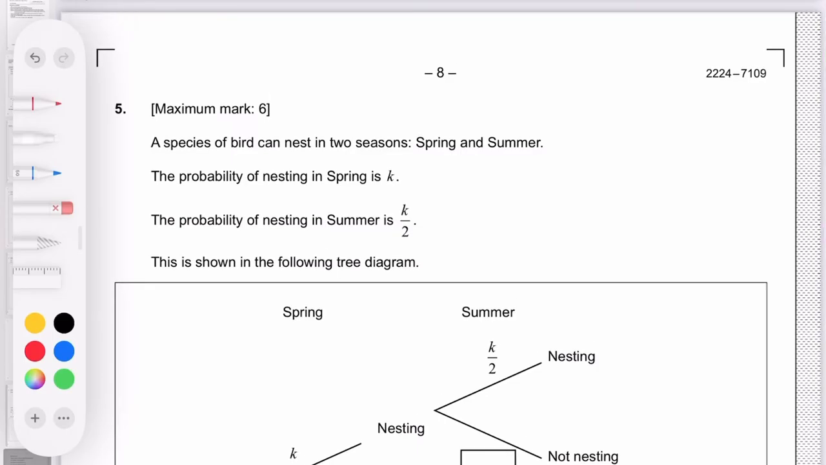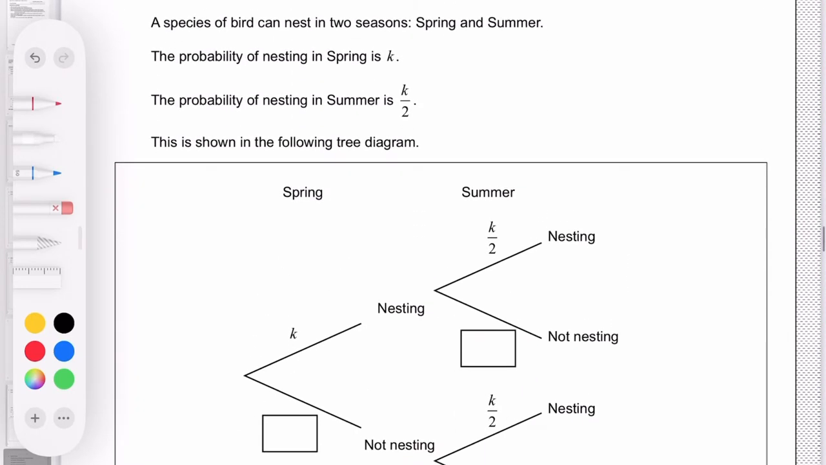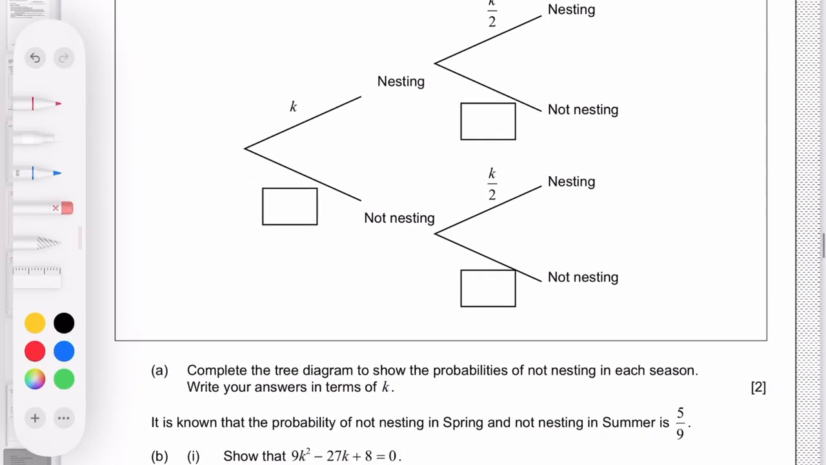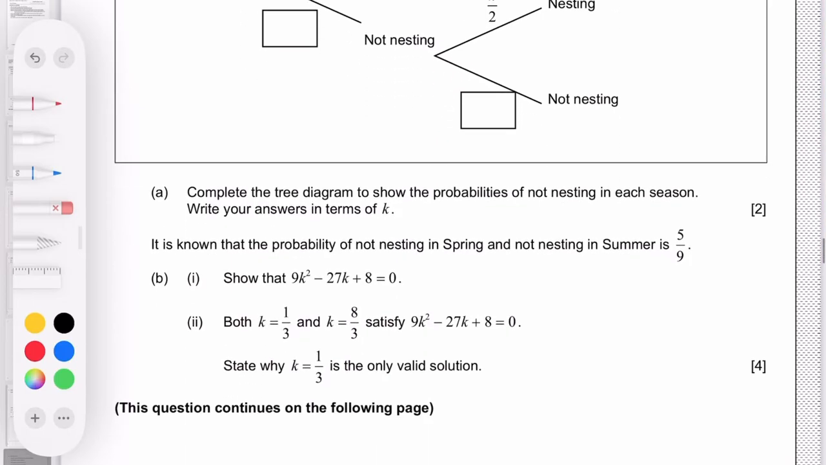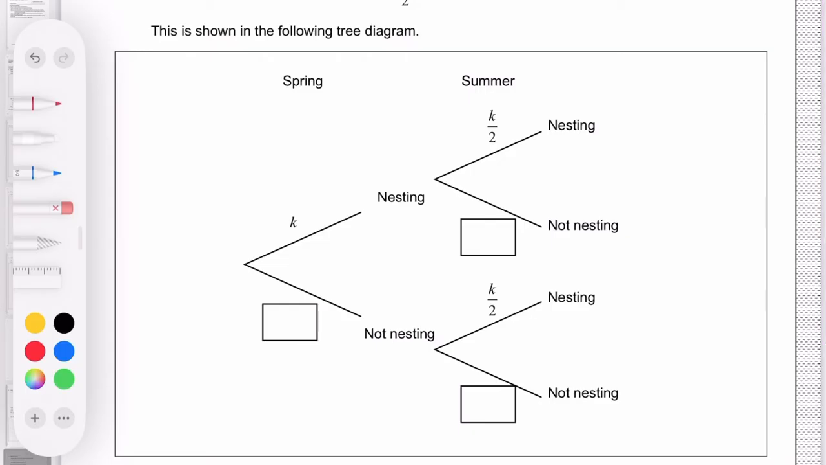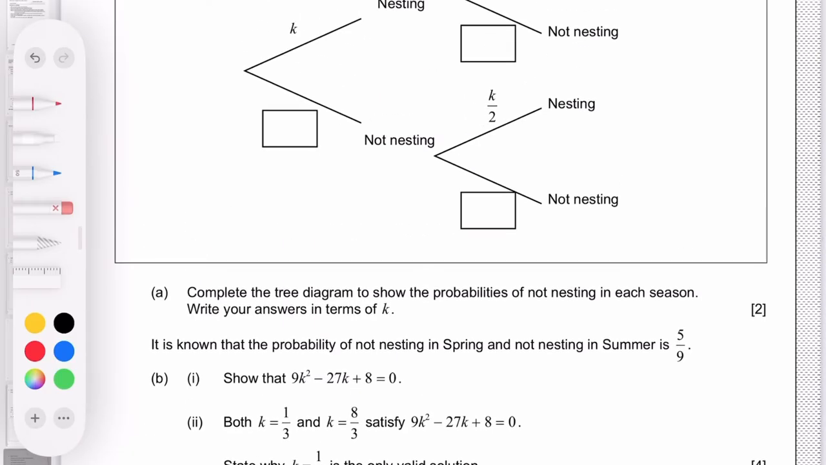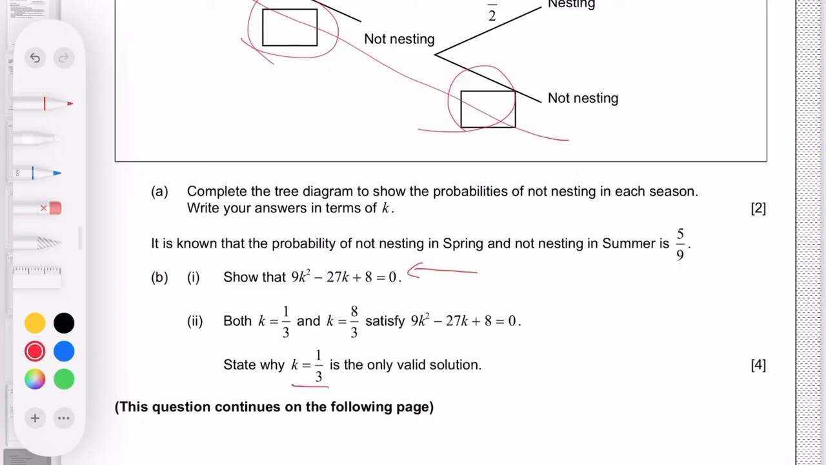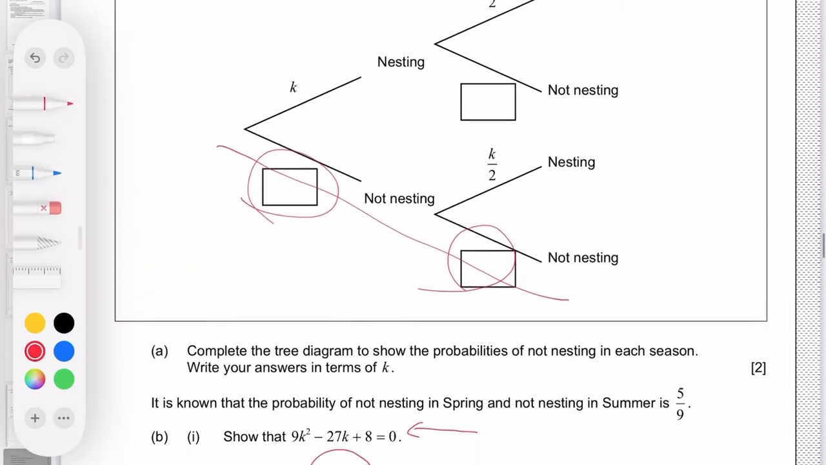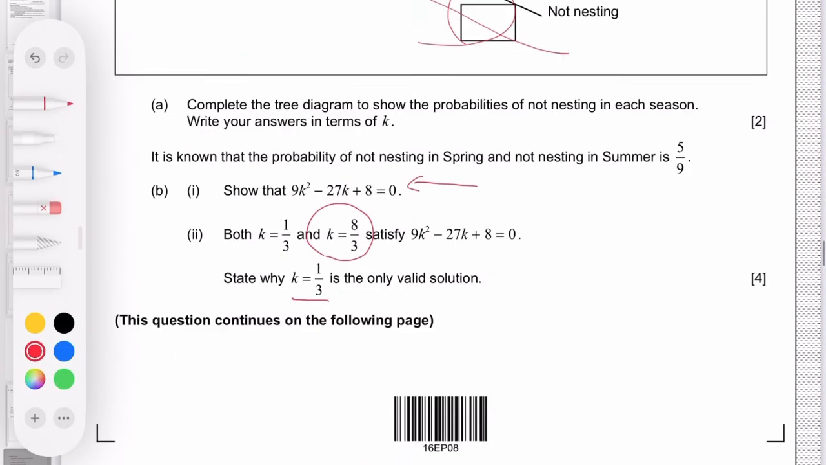Then some sort of tree diagram question. Species can nest. Okay, then you're supposed to fill in. Okay, so the key is for each branch, the total probability must be 1. Right, so this plus this must be 1. Okay. Then the probability of not nesting in spring and not in summer is 5/9. So this times this is 5/9. Then if you expand everything, you'll probably get this equation. However, y is 1/3. y is 8/3 is not a valid solution. Well, it's probably because probability cannot be bigger than 1. Okay.